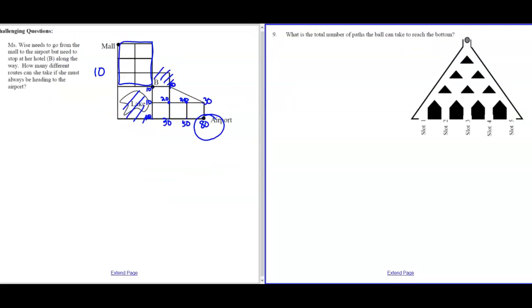So, next one is the slot machine. What is the total number of paths the ball can take to reach the bottom? Okay, so if it's a random case, think about, so there's the ball or the marble that's going along the white parts. These are solid, right? And then it's going to come out one of these slots, all right?